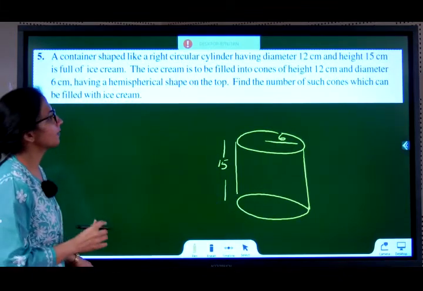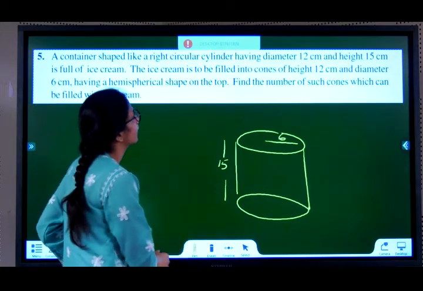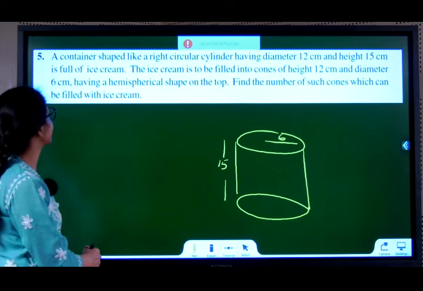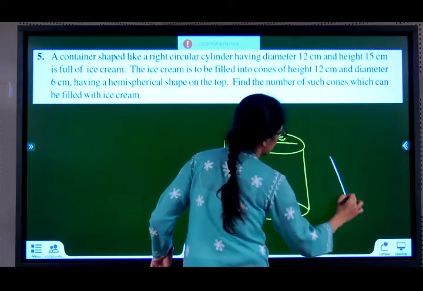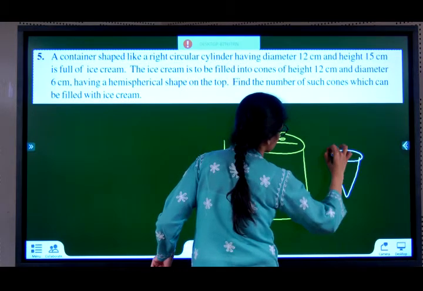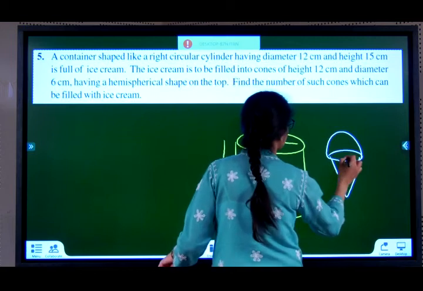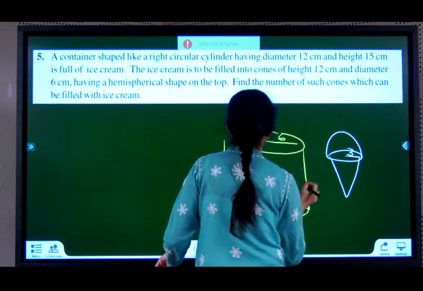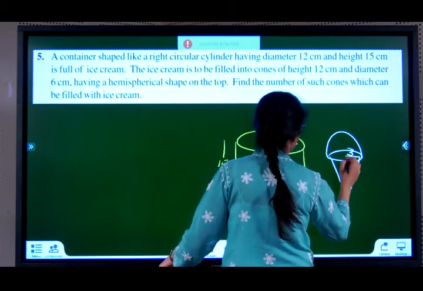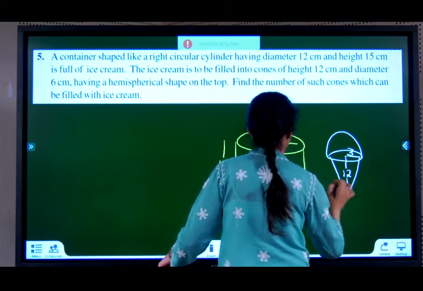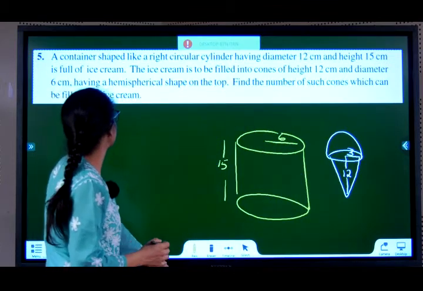This ice cream is to be filled into cones of height 12 centimeter and diameter 6 centimeter having a hemispherical shape on top. It's filled into ice cream cones whose diameter is given as 6, so this radius is 3, and height of the cone is given as 12. Find the number of such cones which can be filled with ice cream.